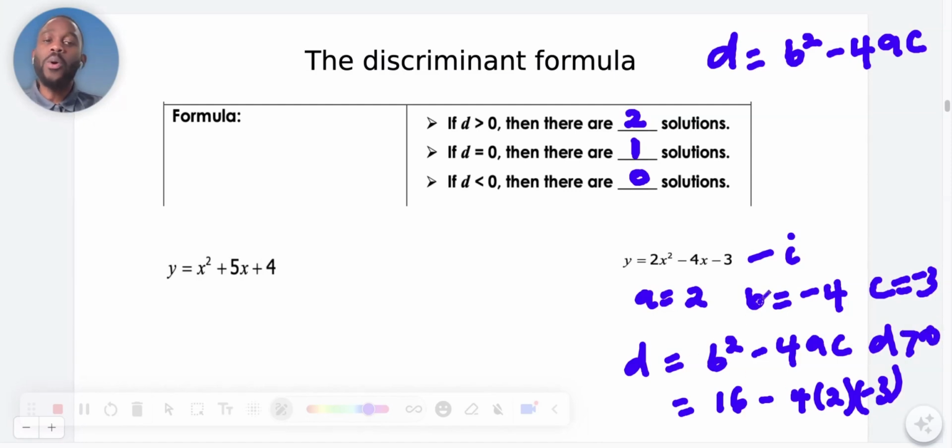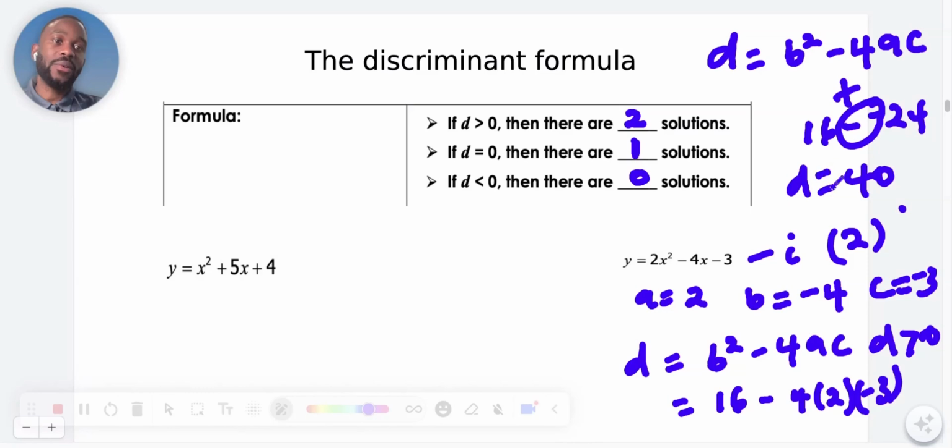So remember, the whole thing here is not getting the value of D, it's finding out if the value of D is greater than 0. And here, we know that this is going to be two solutions. However, you can continue and work it out and see what you get. The value of D is 40. And since D is greater than 0, this has two solutions, right?